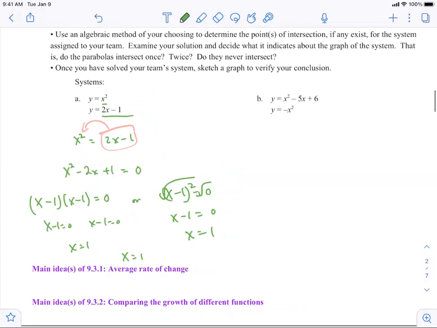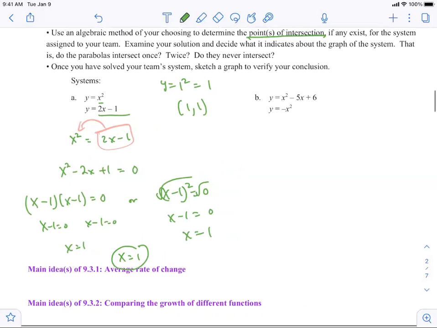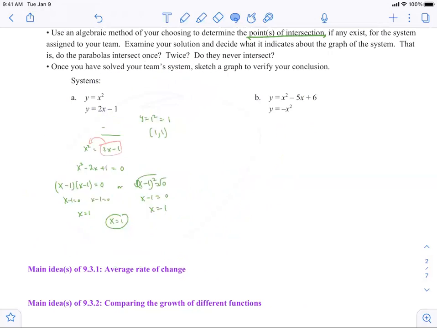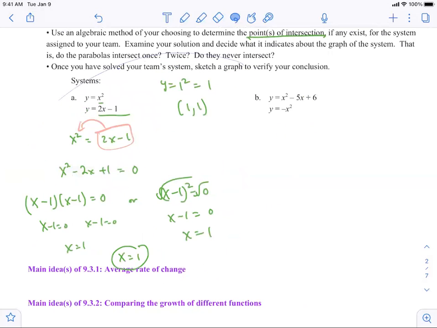Be careful because sometimes they ask for the points of intersection, which means you need to plug the x into the original equation. So y equals 1 squared, which equals 1. So then the point is (1, 1), which means there's one intersection. If you graph it, you'll be able to see there's exactly one intersection point at (1, 1).